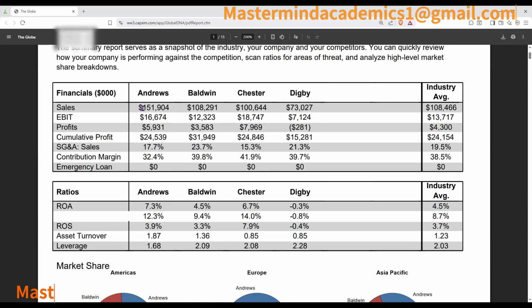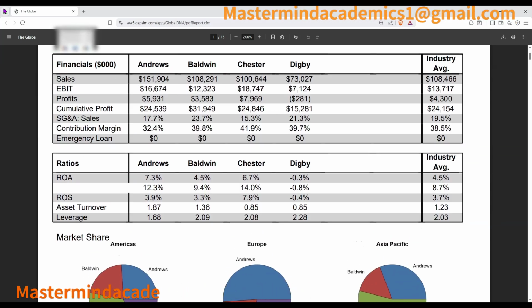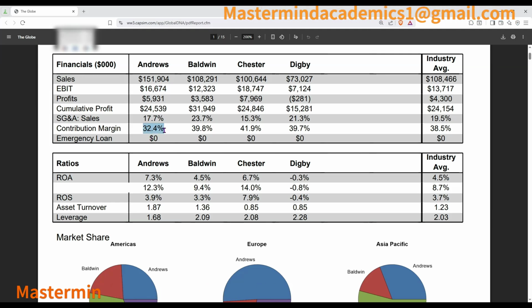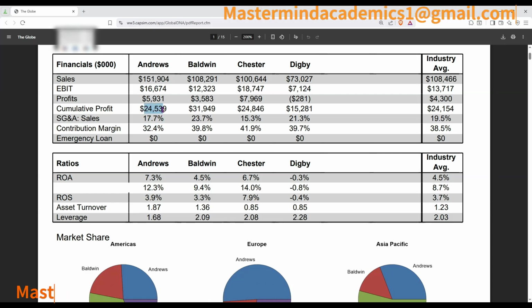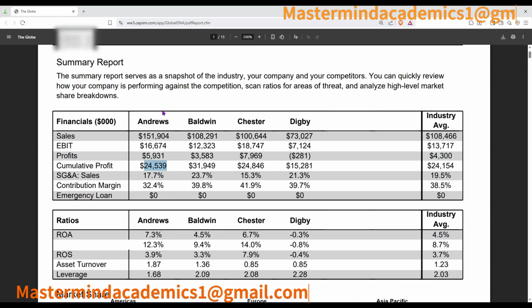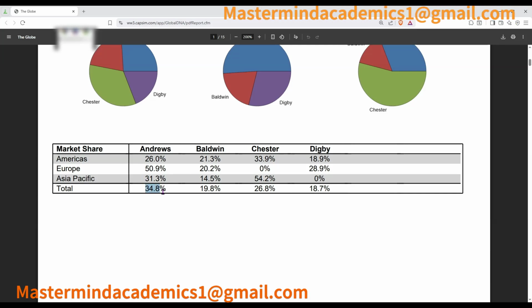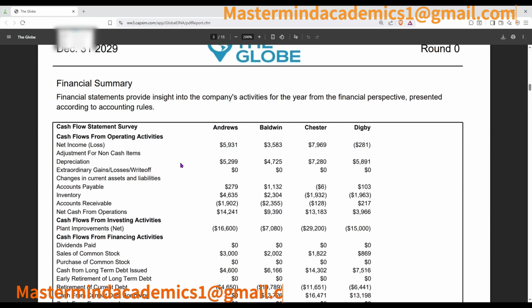So our company at the moment is Andrews, and you can see that maybe we had sales of 151,904, EBIT of 16,674, contribution margin of 32.4%, SG and A sales of 17.7%, cumulative profit of 24,539. That's actually for the round 0 report. So we shall scroll down maybe to the market shares, and you can see that we had a market share of 34.8%, which is not bad. And maybe about how we sold our products for each and every market.